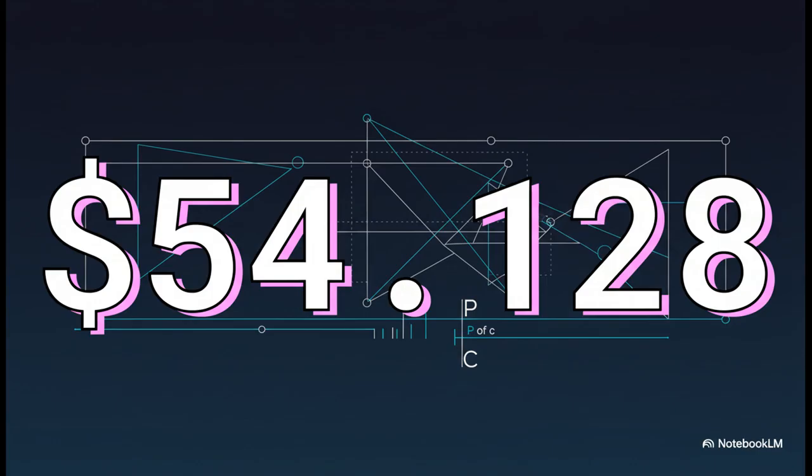But wait, there's more. Besides that primary entry, there's also a secondary optional entry level. It's sitting at $54.128, labeled P of C. Think of this as a key piece of the risk management plan. It's another predefined opportunity to enter the market if certain conditions are met.